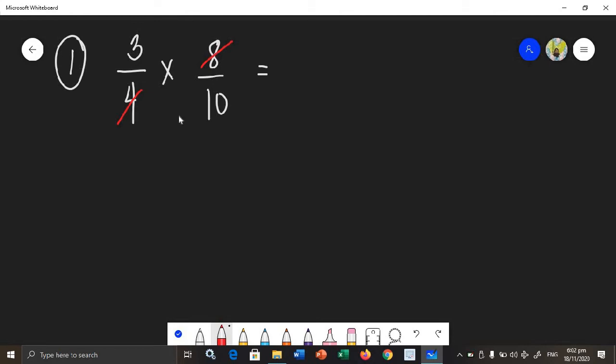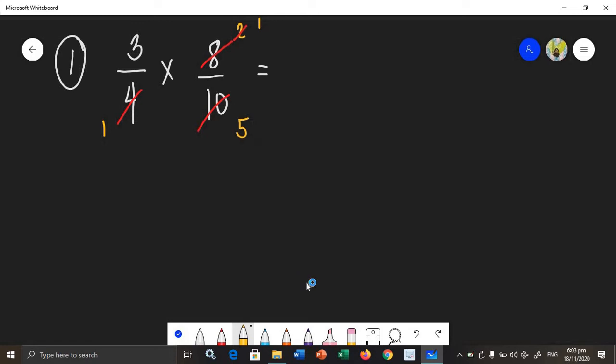Kapag sinabi natin common factor, ito yung number na you can divide to both the numbers that you're going to cancel. So, 4 and 8, the common factor between them is 4. Doon natin sila i-divide. 4 divided by 4 is 1. 8 divided by 4 is 2. Then, observing this, I can cancel out 2 and 10, kasi may common factor sila, which is 2. 2 divided by 2 will become 1. 10 divided by 2 will become 5.